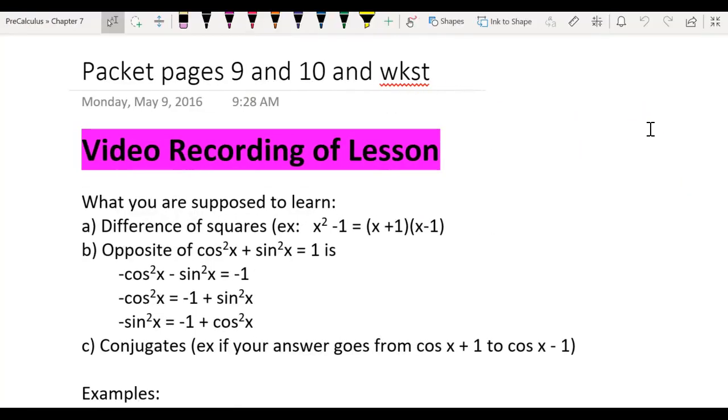So, like I said, I'm just making you do the packet pages. I'm not having you do the worksheet. Okay? So, this still contains the concepts that we've already learned.